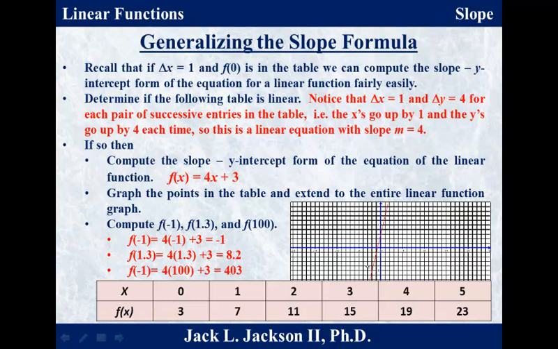And now if we want to compute f of -1, that's 4 times -1 plus 3. 4 times -1 is -4 plus 3 is -1. Makes sense. If we plug in 1.3, we can find f of 1.3.